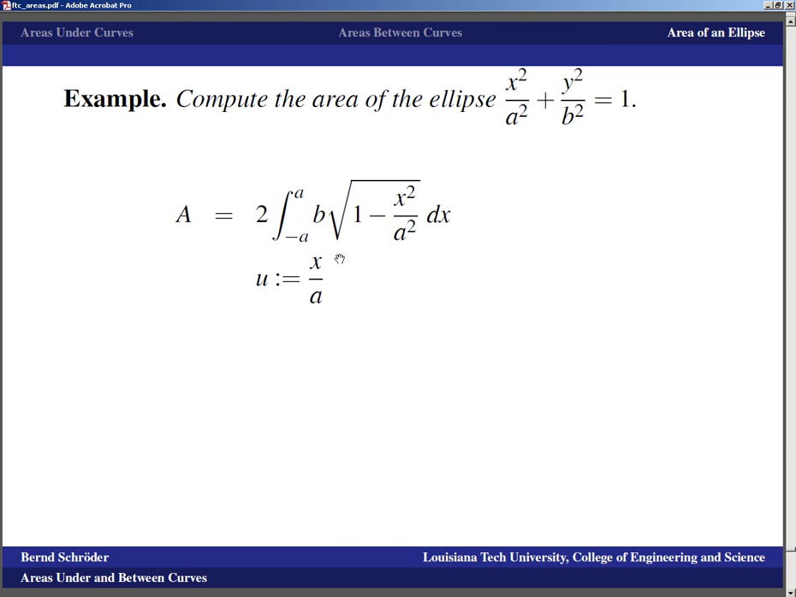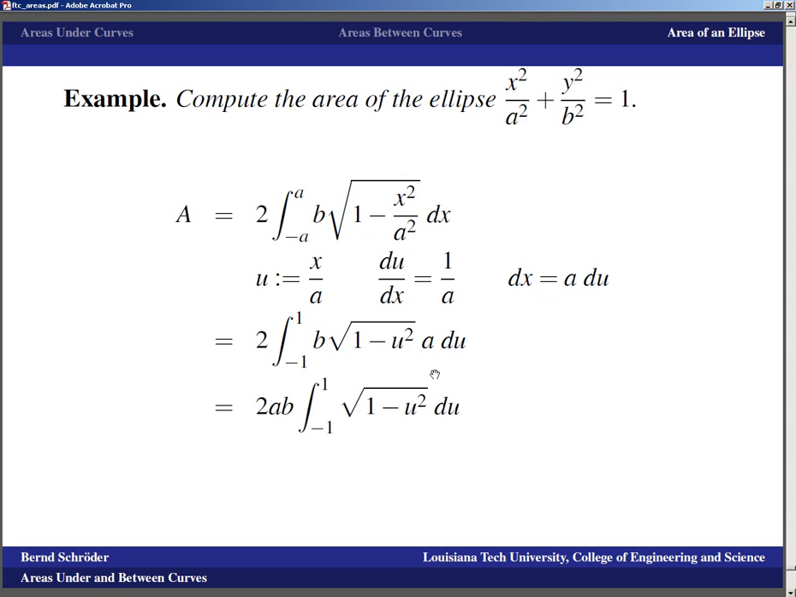If we do a u substitution with transformation of the boundaries, we say u equals x over a, then du dx is 1 over a, which means that dx is a times du, of course. And so our integral is 2 times, and now we transform the boundary. When x is negative a, u is equal to negative 1. When x is equal to a, u is equal to 1. We keep the b. The integral goes over the square root of 1 minus u squared, and then we have the a du at the end. And so that's 2ab times the integral from negative 1 to 1 of the square root of 1 minus u squared du.